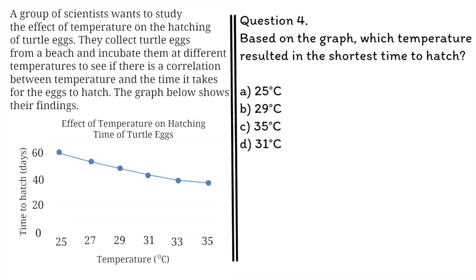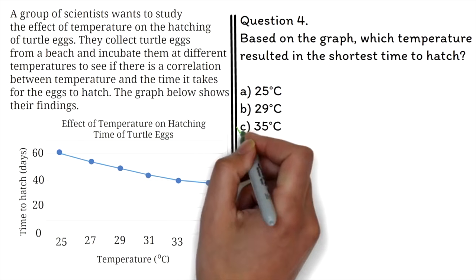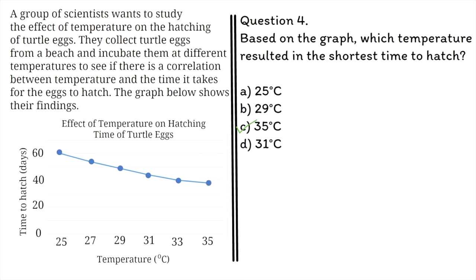Question 4. Based on the graph, which temperature resulted in the shortest time to hatch? A. 25 degrees Celsius. B. 29 degrees Celsius. C. 35 degrees Celsius. D. 31 degrees Celsius. The correct answer is C. 35 degrees. The work here is to locate the point with the shortest time.